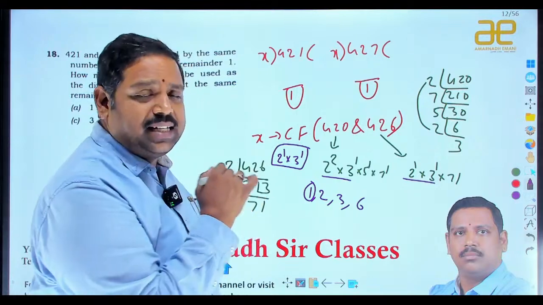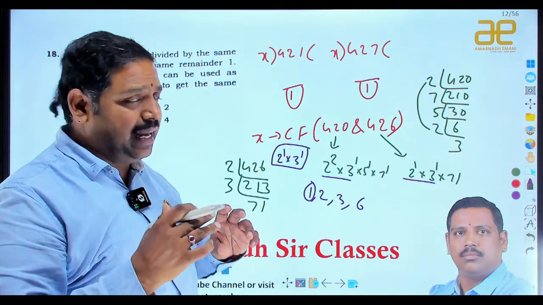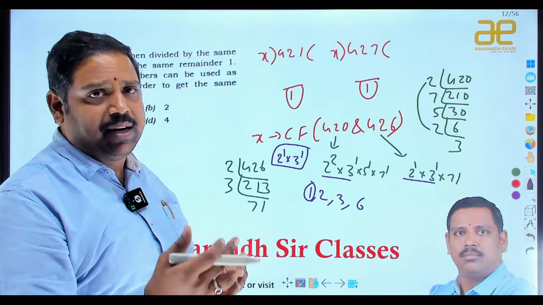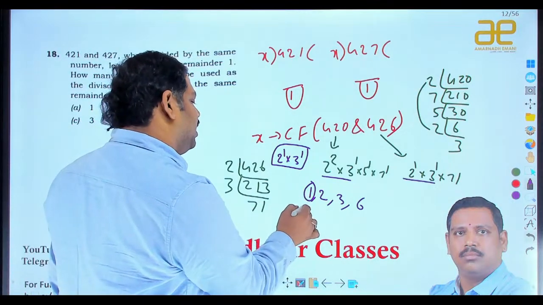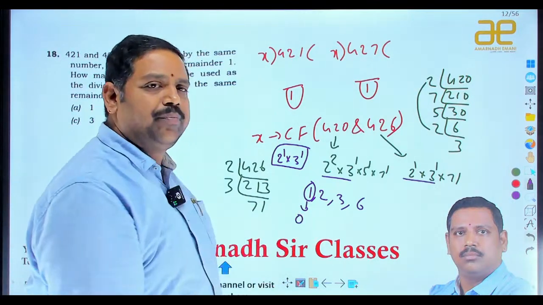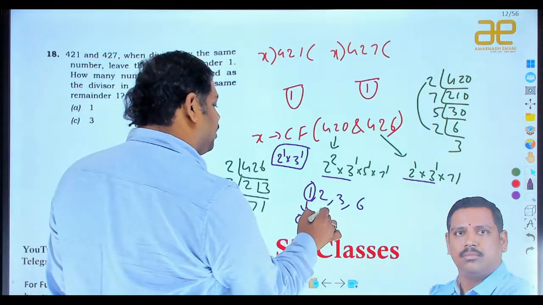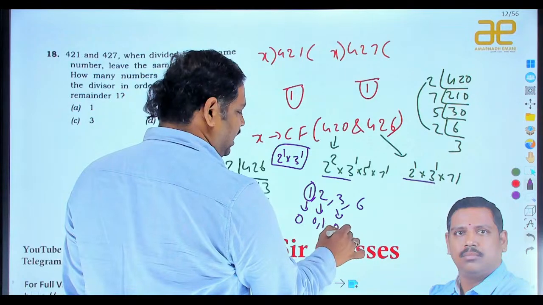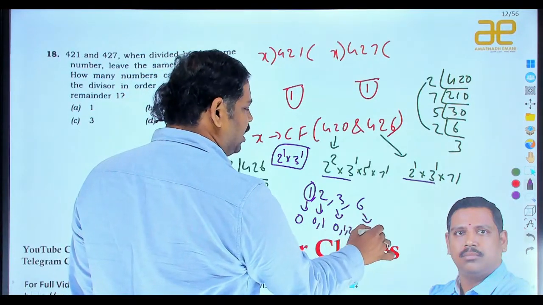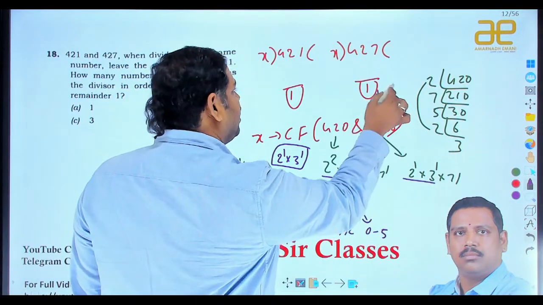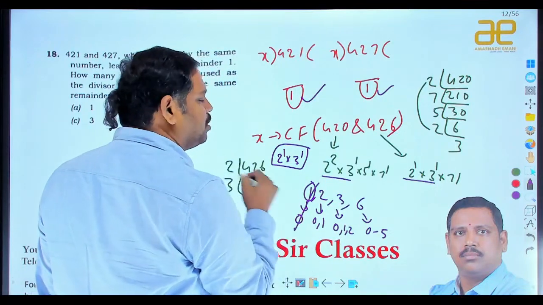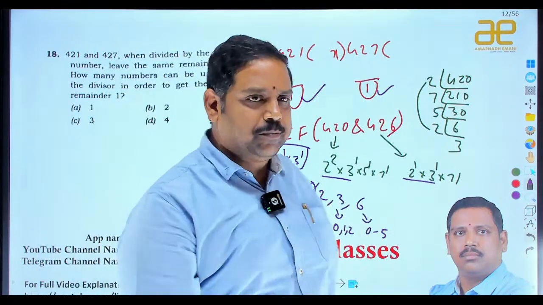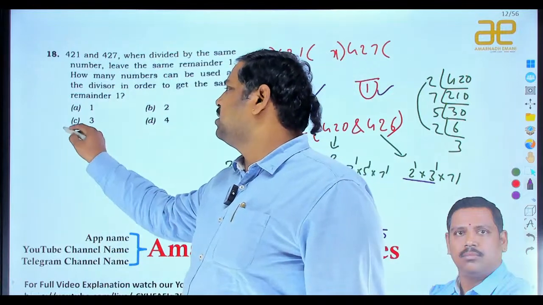So the remainders we can consider. If you divide with x, the remainders are from 0 to x minus 1. Means if you divide with 1, the remainder will be 0 only. If you divide with 2, the remainders are 0 to 1. If you divide with 3, it will be 0, 1, 2. It is 0 to 5. We need to get a remainder of 1, right? But that means it is not possible here. Means how many we can take? 3. What's the answer? C.